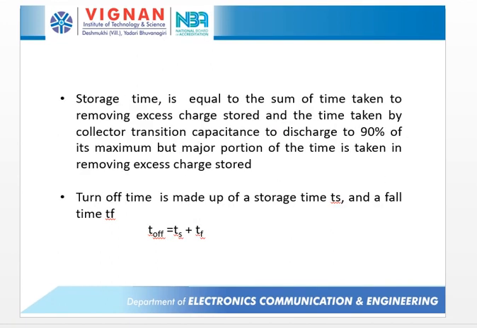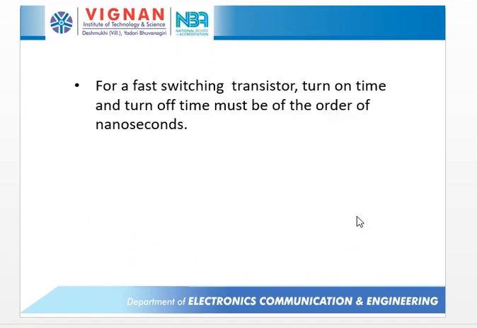Storage time is equal to the sum of the time taken to remove the excess stored charge and the time taken by the collector transition capacitance to discharge to 90% of its maximum, but the major portion of the time is taken in removing the excess stored charge. Then comes the fall time. The sum of the storage time and fall time is known as off time. So this is about how our transistor acts as a switch. All these times are known as switching times of the transistor.